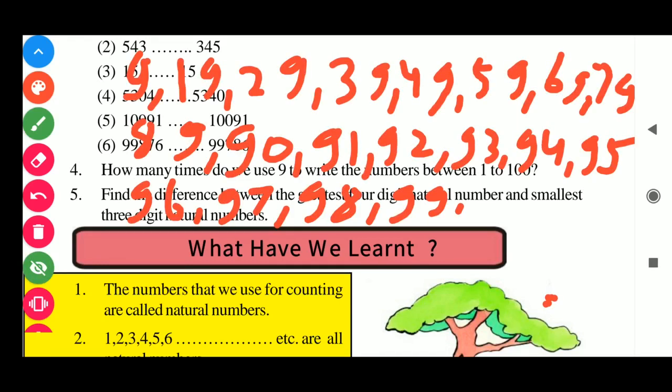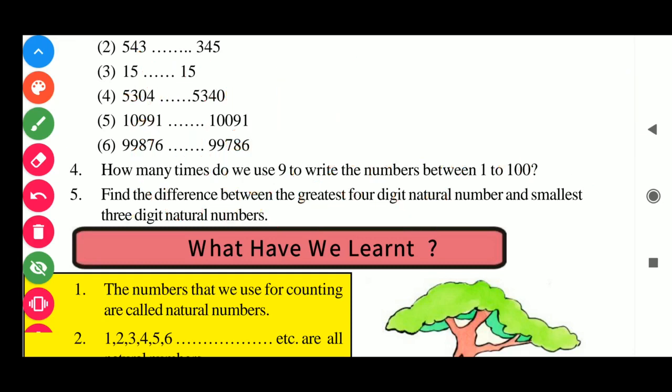Yes, count once again. 1, 2, 3, 4, 5, 6, 7, 8, 9, 10, 11, 12, 13, 14, 15, 16, 17, 18, 19 and 20. So the digit 9 is used 20 times from 1 to 100. So the correct answer is 20.